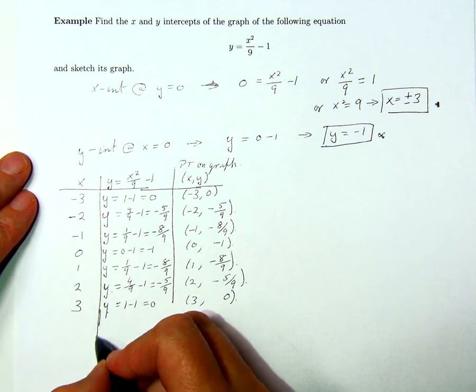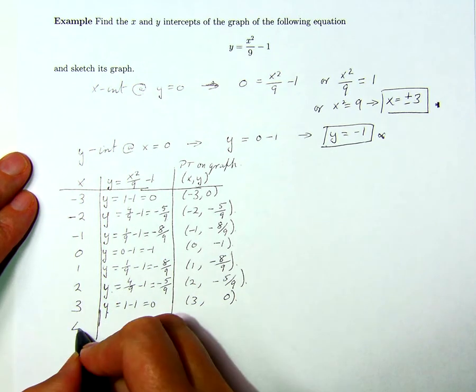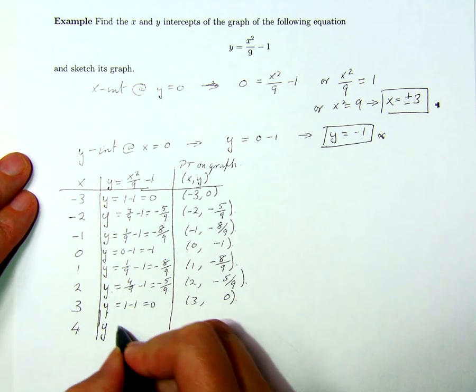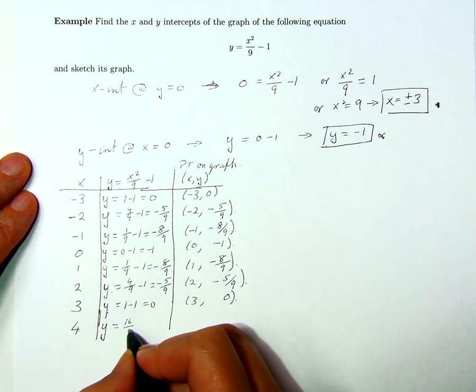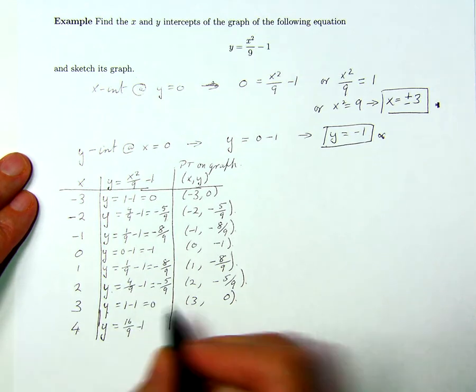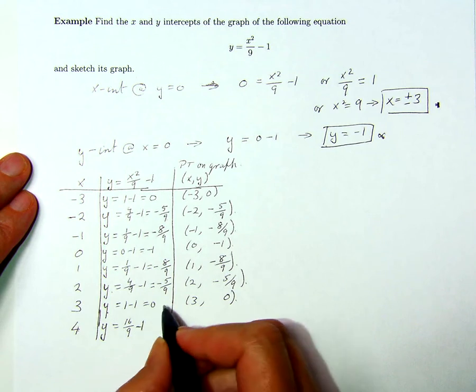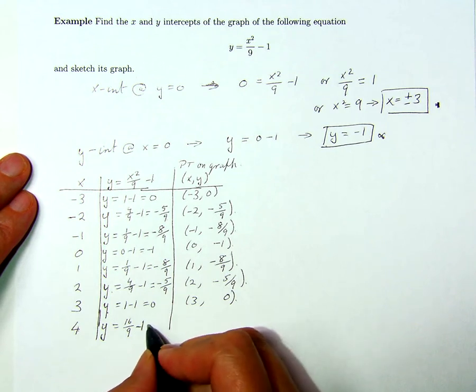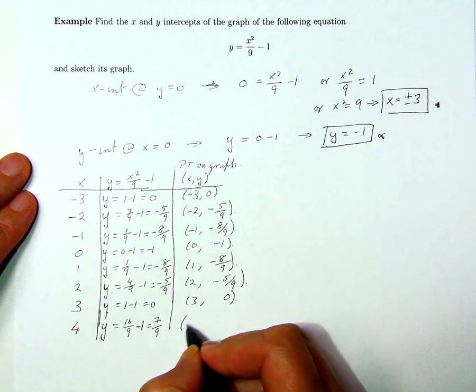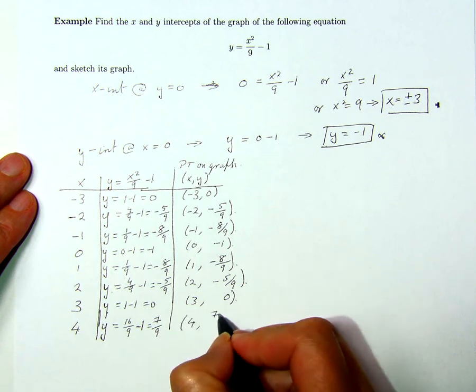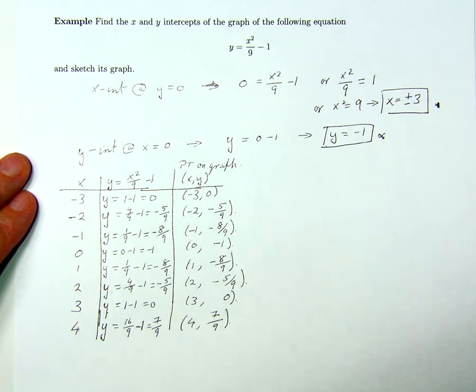Now let's just extend this a little bit and choose x equals 4. And we have y equals 16 over 9 minus 1 in this case. And now we get a y value greater than 0. So this is equal to 7 over 9. And we get the point 4, 7 over 9 is on the graph. Let's draw a picture.